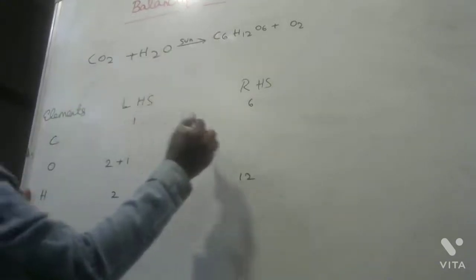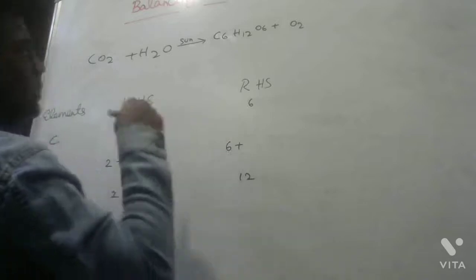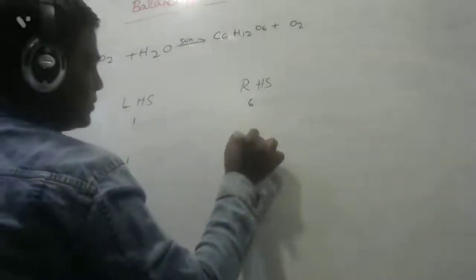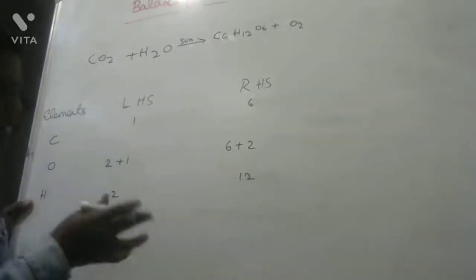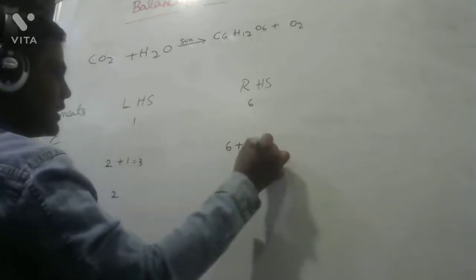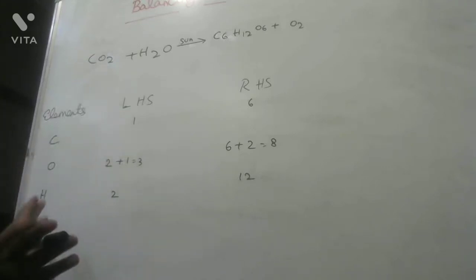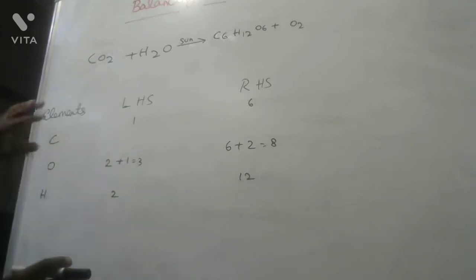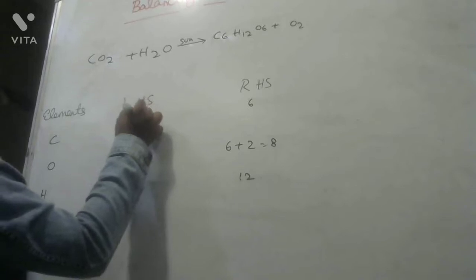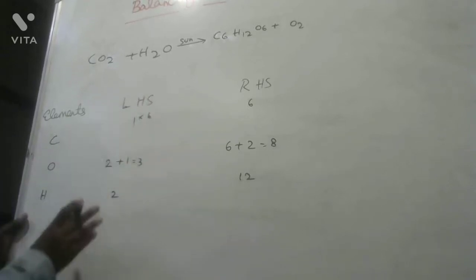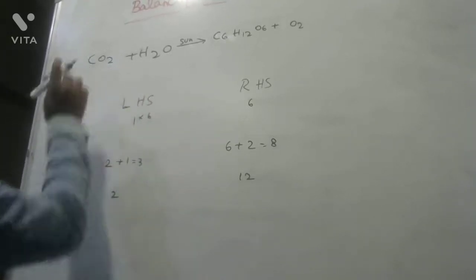Similarly, here also you have 6 plus 2. Now this is 3, 6, 7, 8. This is 8. Now see, everything is unbalanced here. First, I'm choosing carbon because it's just a multiplication of 1 with 6. Now this 6 is to be added here.